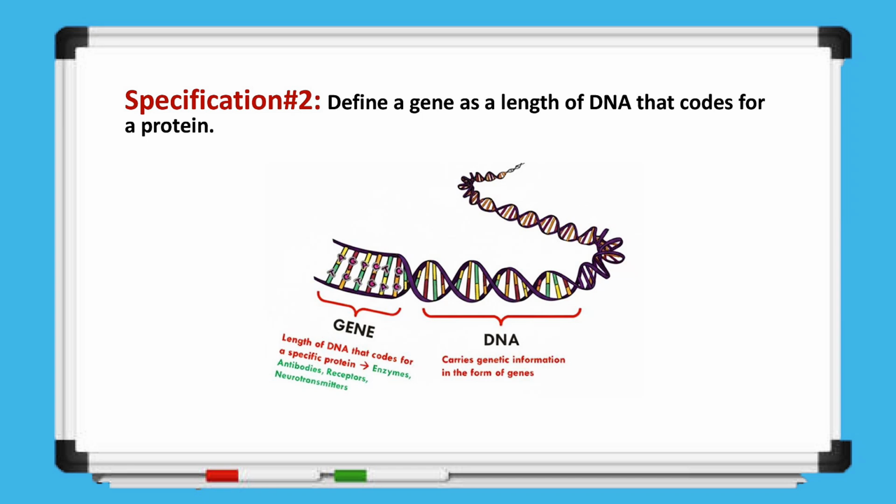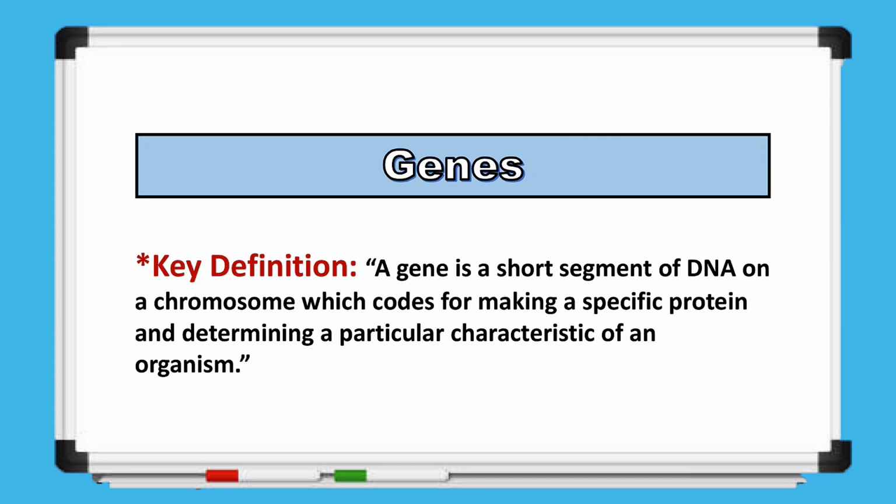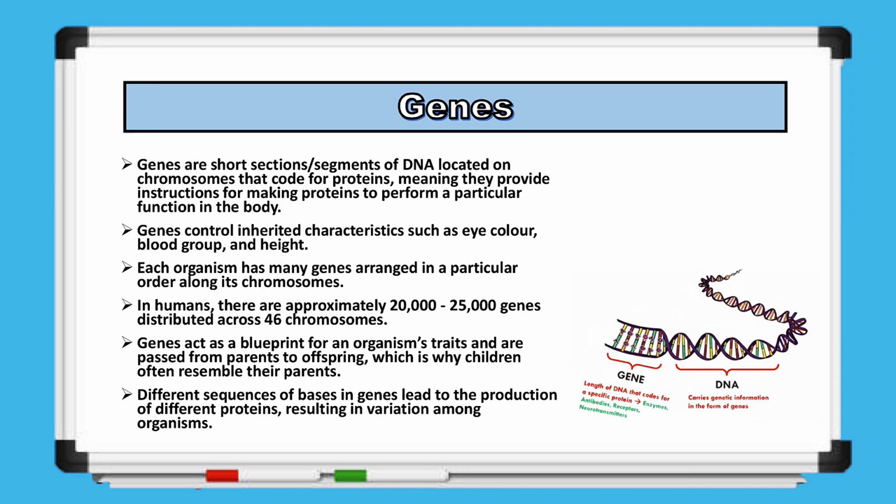Each gene provides the code needed to produce a particular protein, which in turn helps control the structure and activities of cells. So we write the definition of a gene as a short segment of DNA found on a chromosome. It carries the instructions for making a specific protein and is responsible for determining a particular characteristic of an organism. Therefore, genes are short sections of DNA located on chromosomes that carry instructions for making proteins. In other words, they provide the code needed to produce specific proteins that perform particular functions in the body.